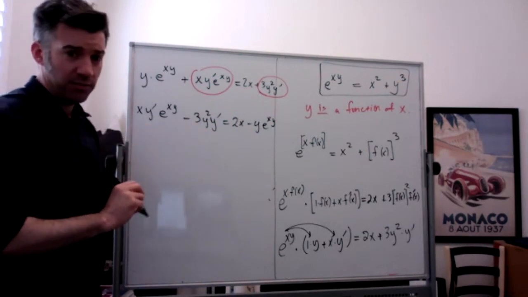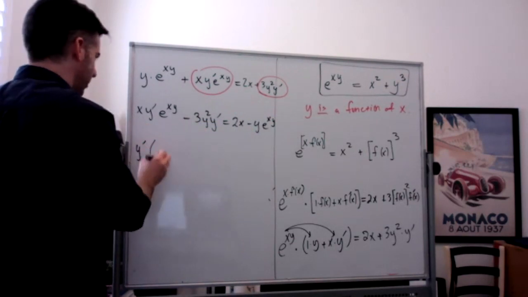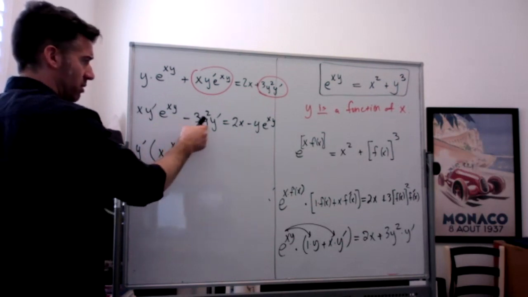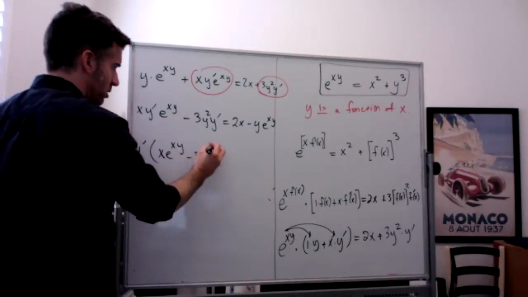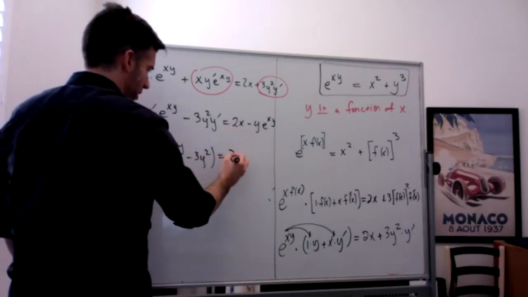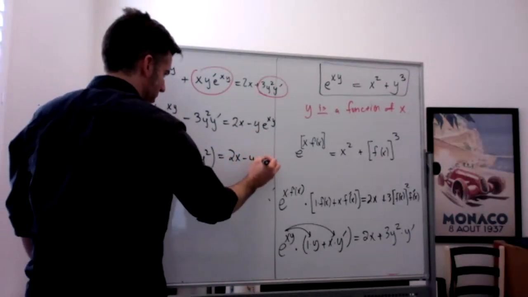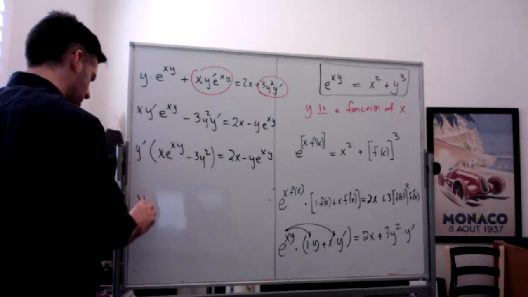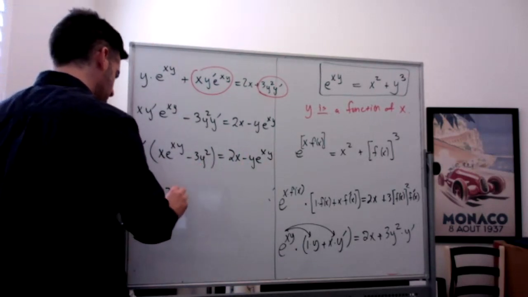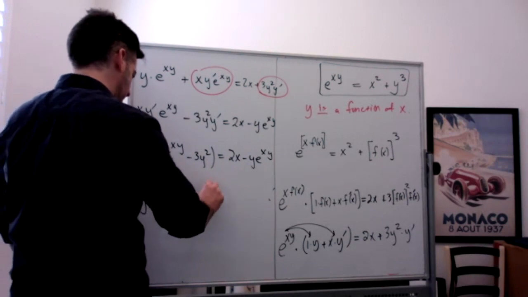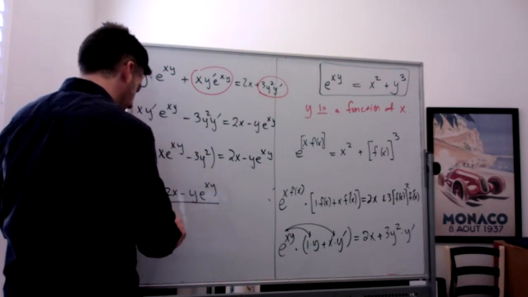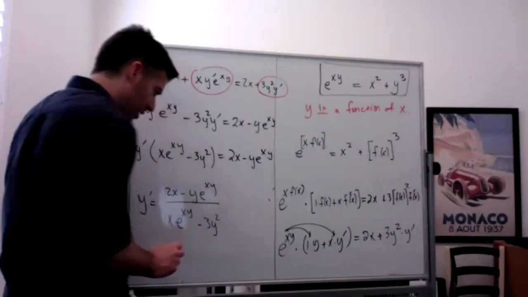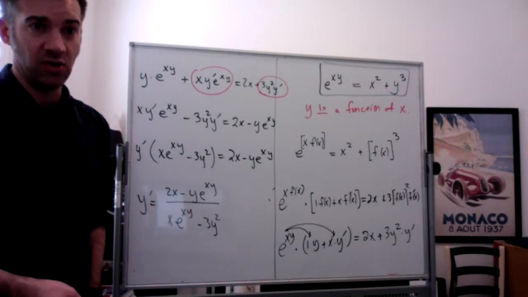Factor out the y prime. So I'm left with x e to the xy minus 3y squared, equal to the same thing over here, 2x minus y e to the xy. And then finally, we divide by all of this. So y prime is going to equal 2x minus y e to the xy, divided by x e to the xy minus 3y squared.